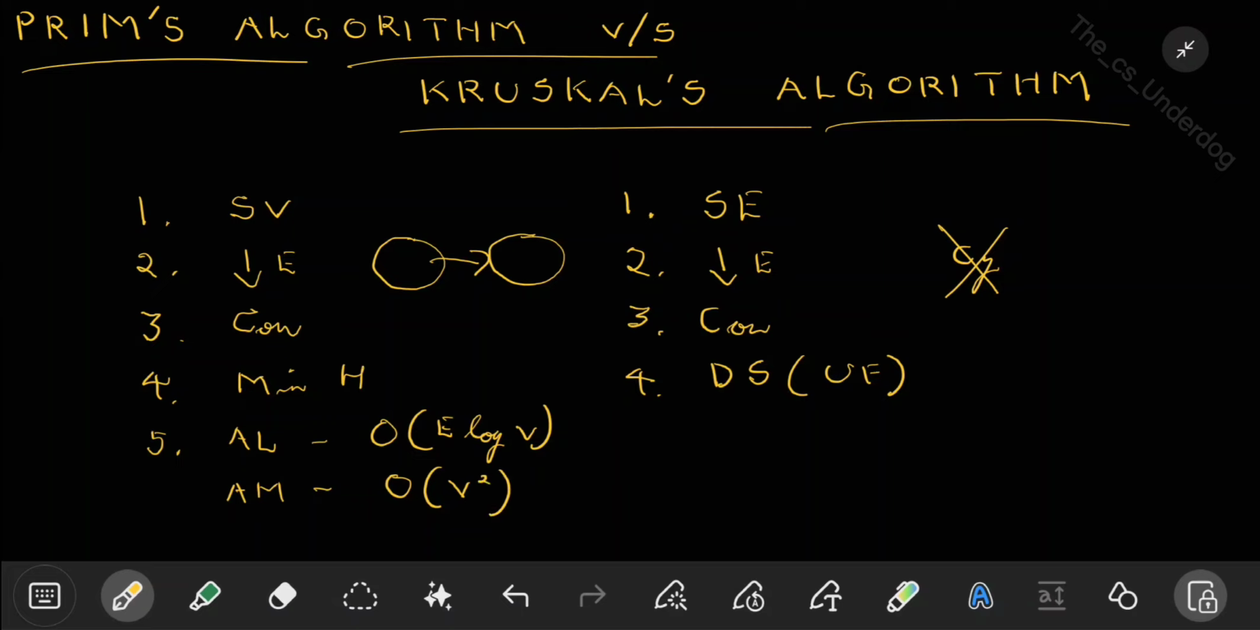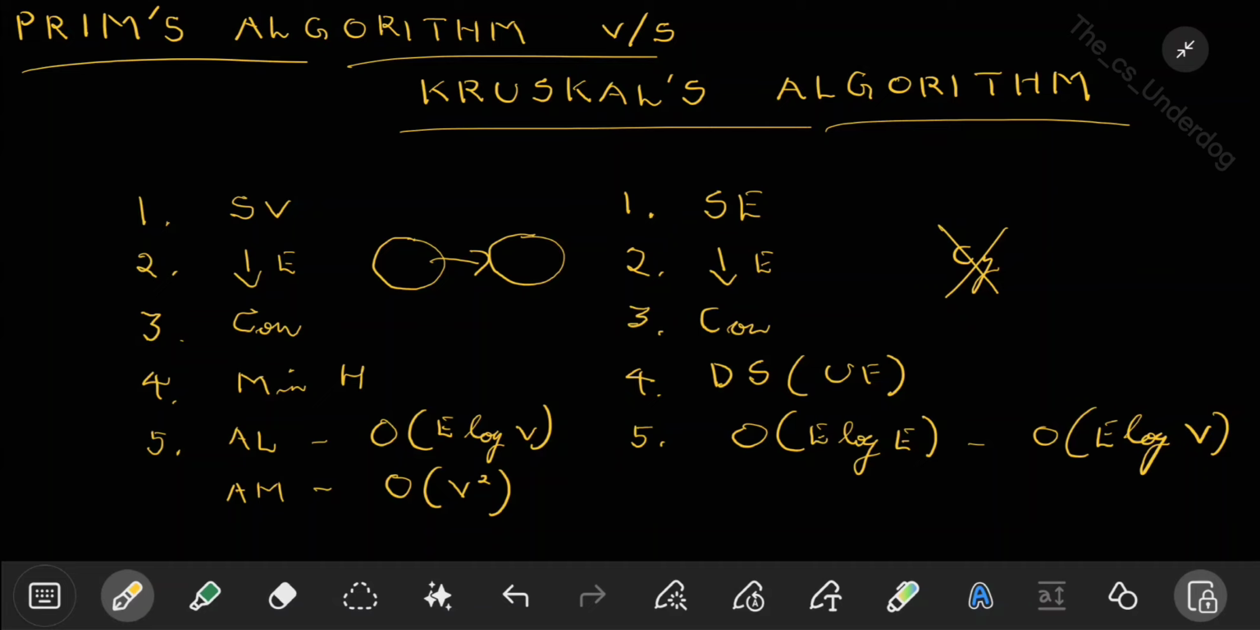Prim's algorithm. What about Kruskal's algorithm? In Kruskal's algorithm, whatever be your case, you will always want to sort the edges. So sorting the edges will always take order of E log E time. You can also call this as E log V. We had already discussed why it is in the lecture on Kruskal's algorithm.